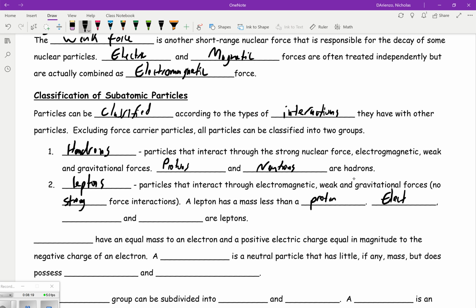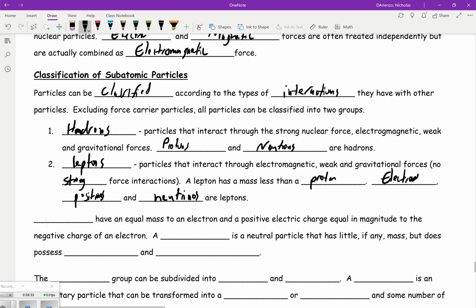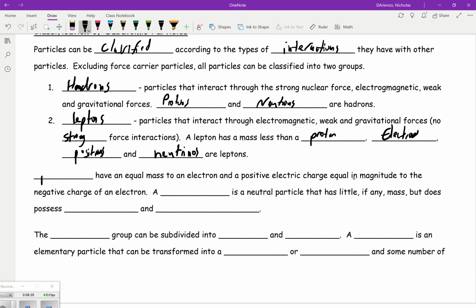And electrons, positrons, and neutrinos, which is a new one, are leptons. And we know a positron is really the antiparticle or the antimatter form of the electron. It has the same mass as the electron, but it has a positive electric charge that's equal in magnitude to the negative charge of an electron. So it's equal magnitude charge, but in opposite directions.